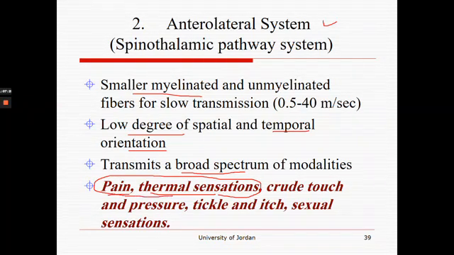These are very important sensations, especially pain. Pain is a very important sensation for our body because pain is protective in nature, and pain is due to damage of tissue. If you feel pain, it means you can stop the damage to the tissue by removing your organ from that damaging stimulus.